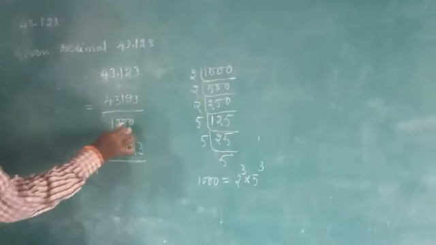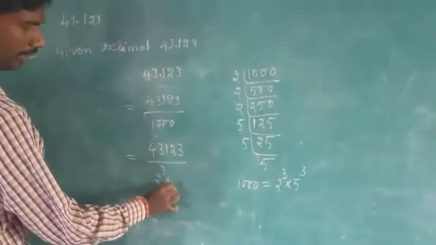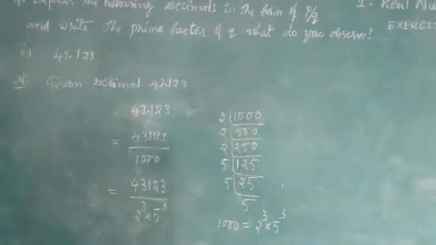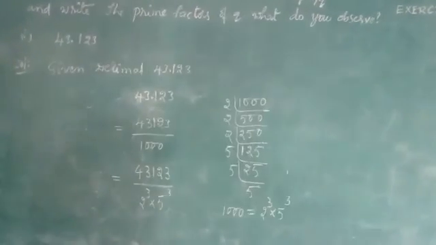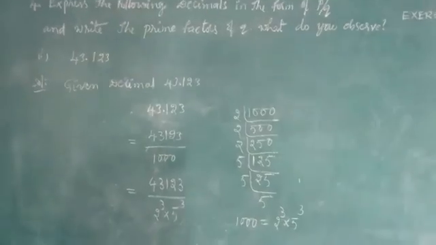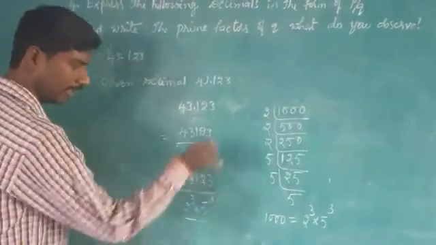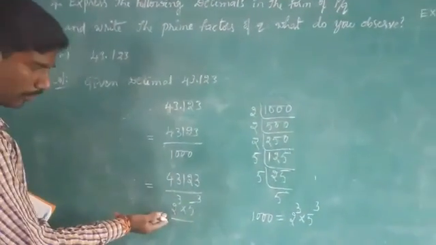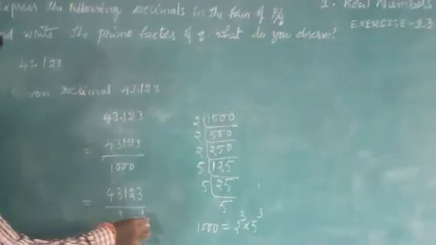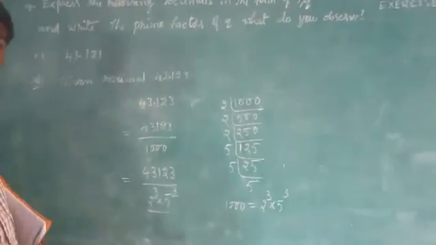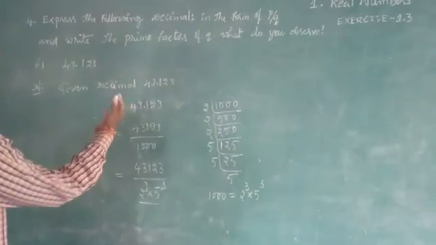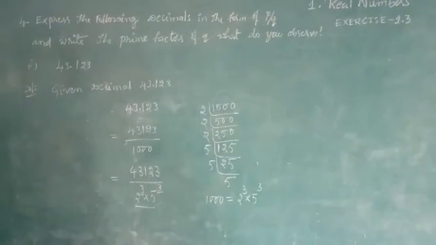Means here in the place of 1000 you are writing 2 to the power of 3 into 5 to the power of 3. Now you can write the prime factors of Q in the denominator. This is the process. What you observe is that the denominator is in the form of 2 to the power of n into 5 to the power of n only. Both powers are the same. Then it will become the decimal form.